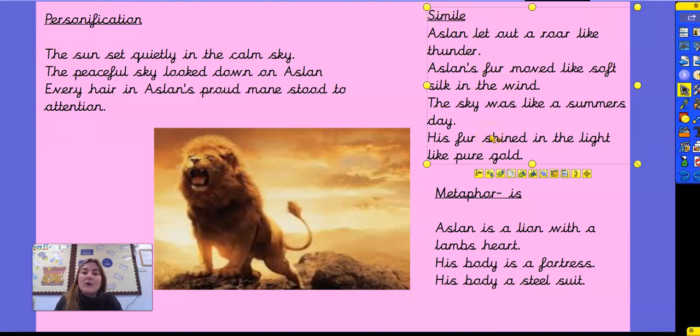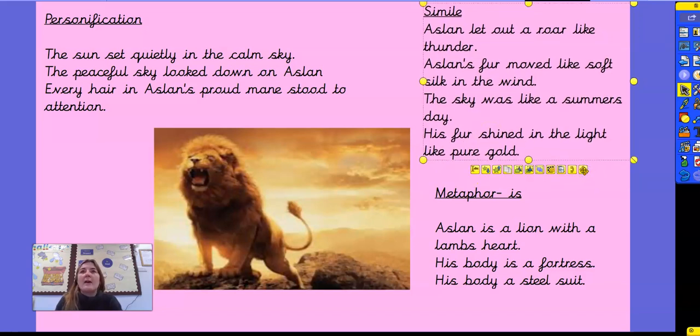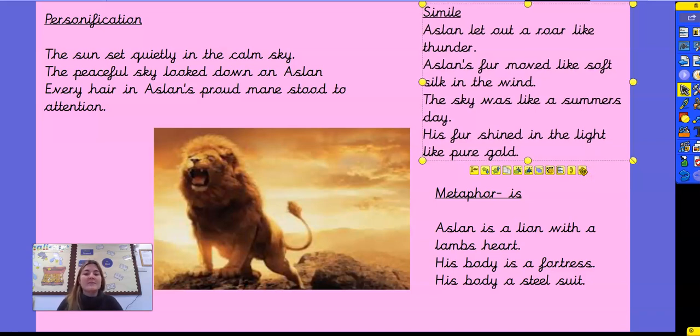So Aslan let out a roar like thunder. So I'm comparing his roar to thunder because it is really loud. And also that's quite a powerful imagery because sometimes people are scared of thunder. So people might be scared of the roar when they hear it. But Aslan's fur moved like soft silk in the wind. So you've got that contrast. You've got him roaring like thunder. And then you've got his lovely mane moving like soft silk in the wind.